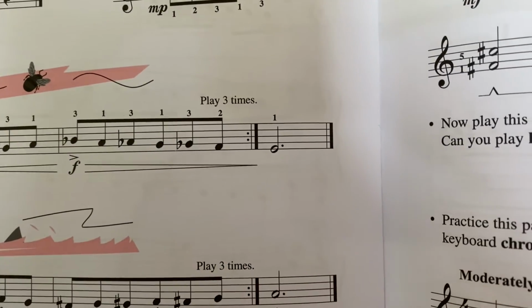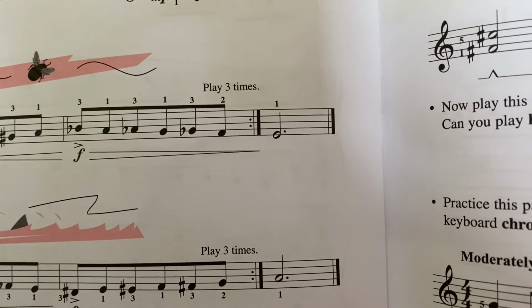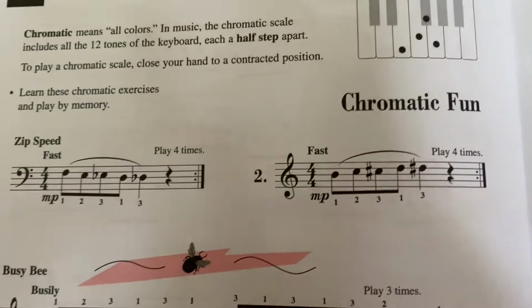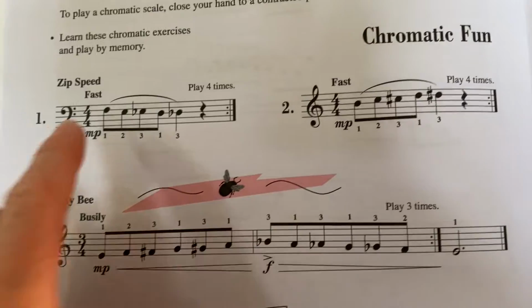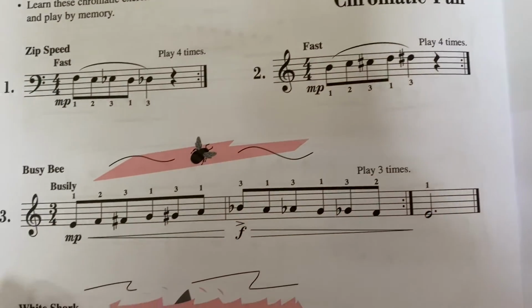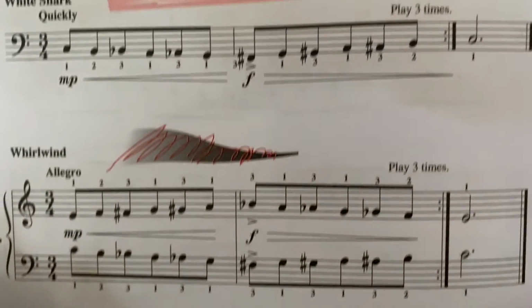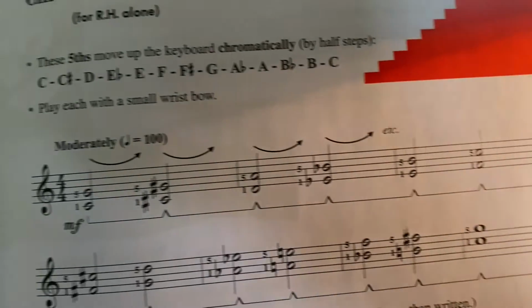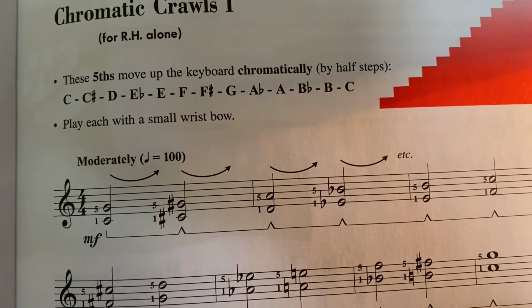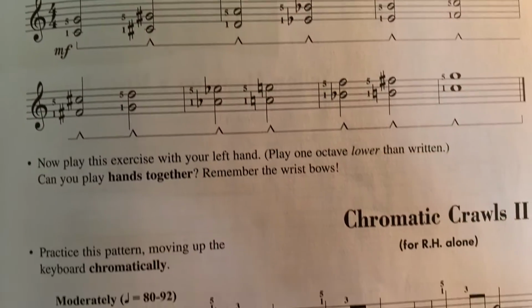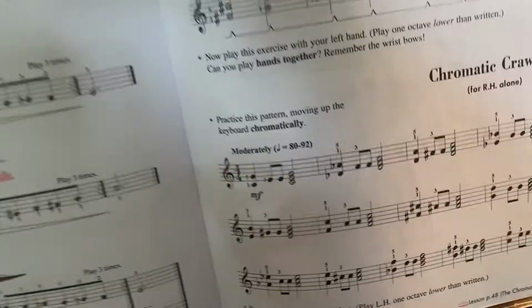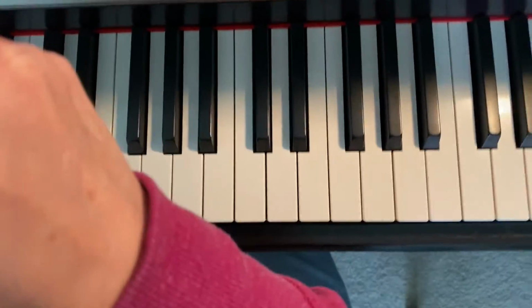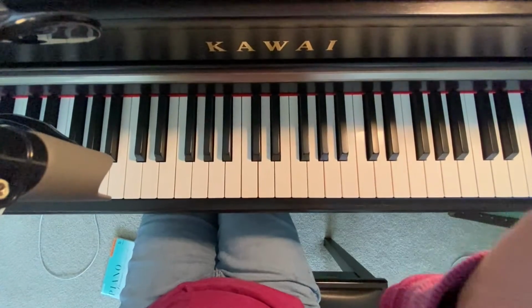All right, so working on page 28 and 29 in our technique book now. This is chromatic fun. So we're gonna practice these. There's lots of these chromatic scale thingies that we're gonna practice. And then we're gonna come over here and do the same thing. We're kind of moving up the chromatic scale using fifths. So these are really good exercises to help you build your chromatic scale abilities.